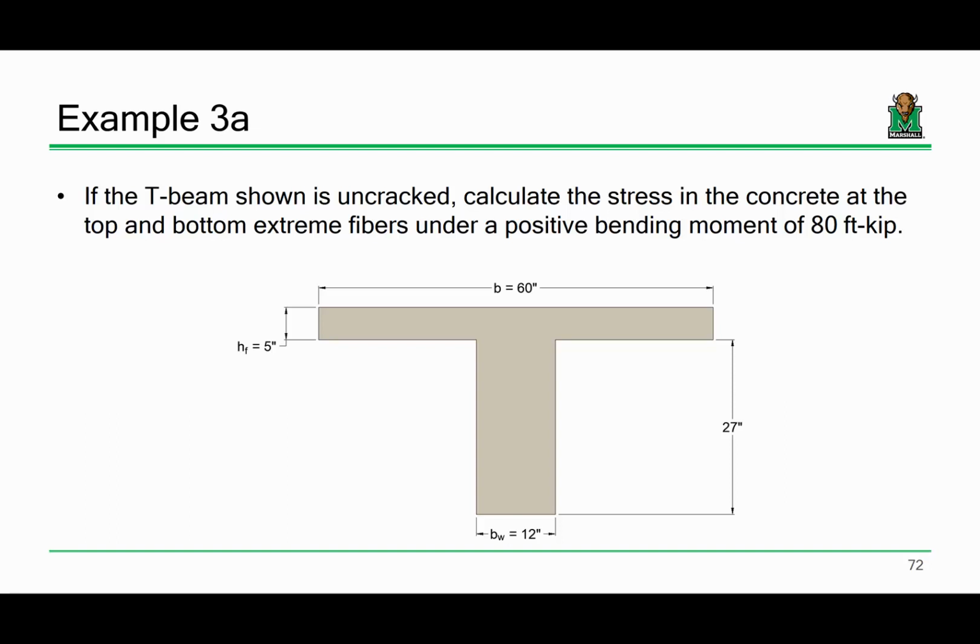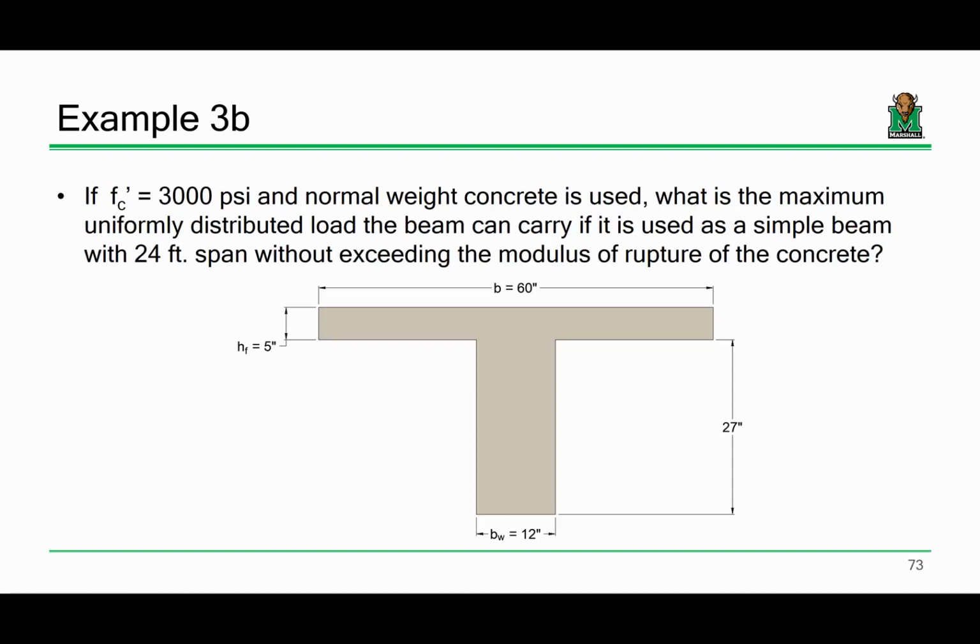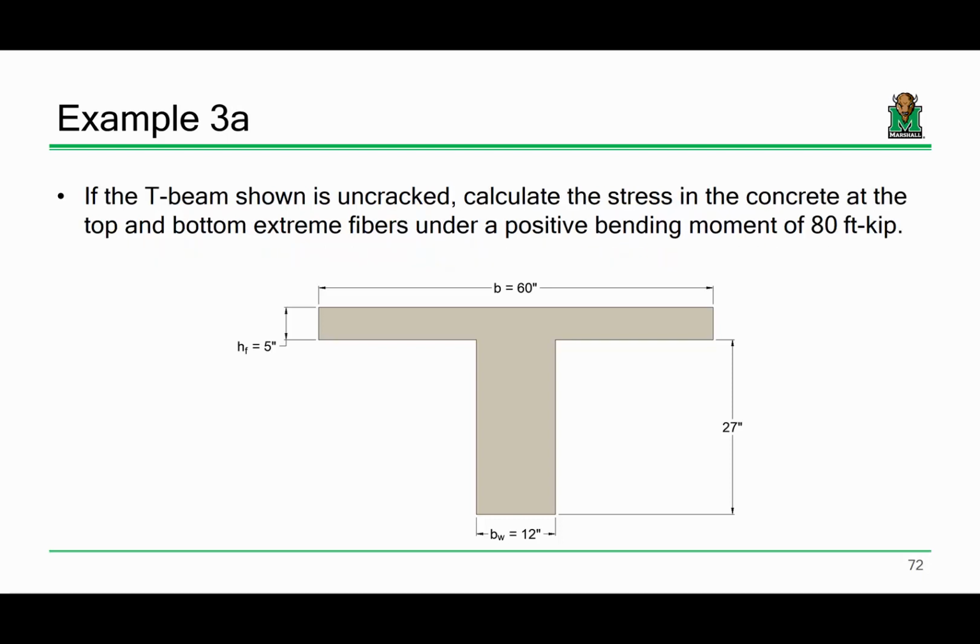So example 3A, what I want to do is determine what the stresses are if we just put it under a positive bending moment of 80 foot-kips. So it's a lot like what we did in the previous example. And then in 3B, if we have 3 ksi normal weight concrete, what's the maximum uniformly distributed load the beam can carry before it exceeds its modulus of rupture? And so we'll get to that here in a second.